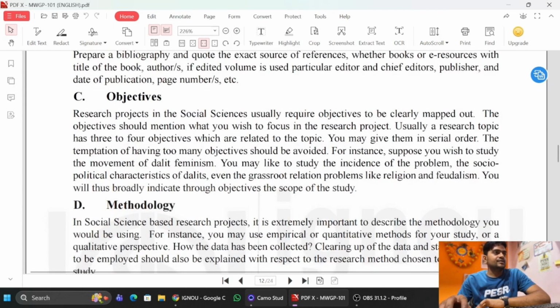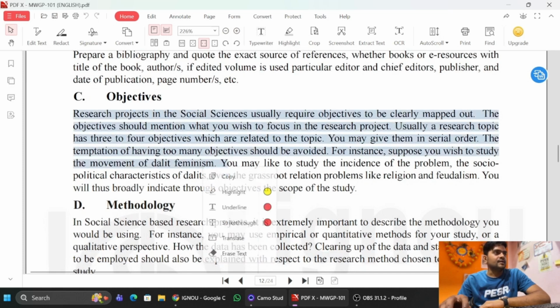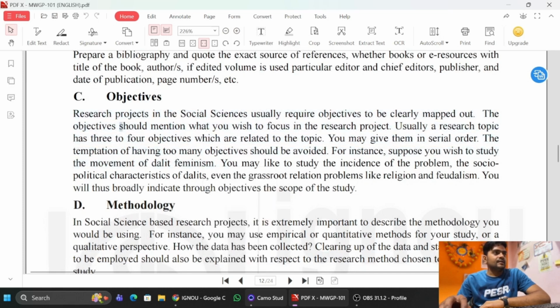Okay, the most important thing is objectives. A research project in the social science usually requires objectives to be clearly mapped out. The objectives should mention what you wish to focus on in your research project.